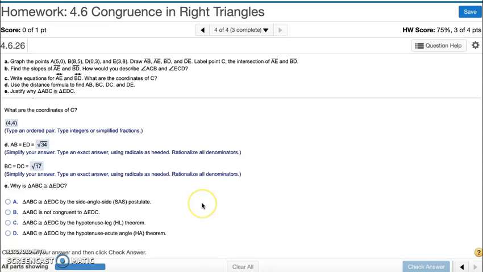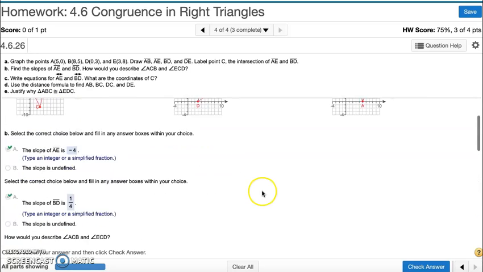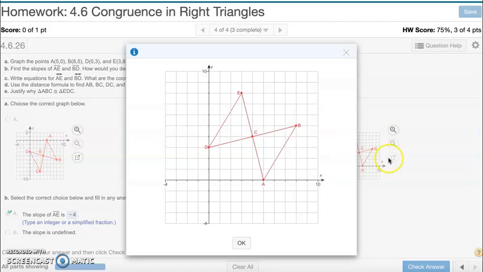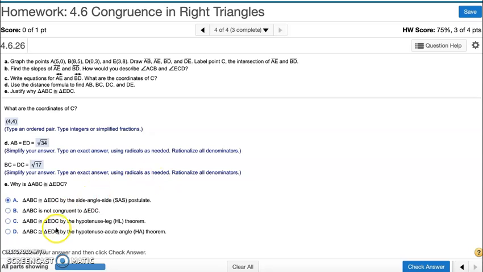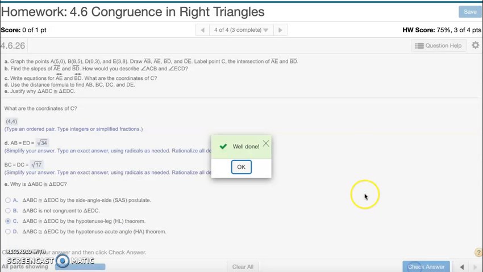Now the last step: why are those two triangles congruent to each other? Making our graph larger to show you, we proved with the lines being perpendicular that these are two right triangles. And since two pairs of sides are congruent to each other, one being the hypotenuse and the other being a leg, we can justify them being congruent by hypotenuse leg. So going back down to the bottom, we're going to choose C. And that is number 4.